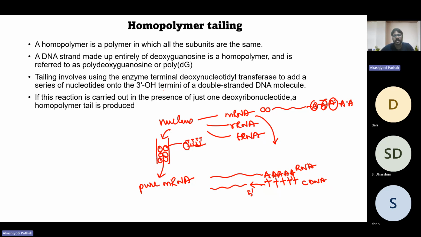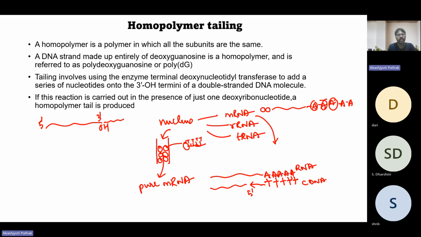Now, tailing involves the use of the enzyme terminal deoxynucleotidyl transferase to add a series of nucleotides onto the 3' OH termini of a double-stranded DNA molecule. So if you have your DNA molecule, 5 prime to 3 prime, your 3 prime will have a free OH group, isn't it? Now, if you want a particular type of nucleotide to get attached to your DNA, you can use the terminal transferase enzyme. What this enzyme does is add a particular type of oligonucleotide to the 3 prime end of the DNA.